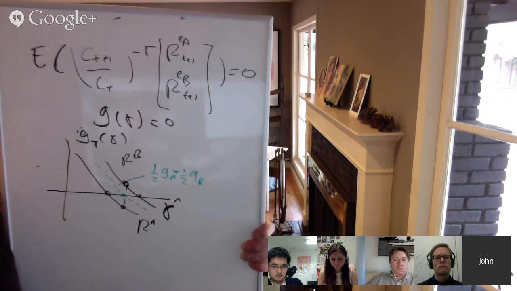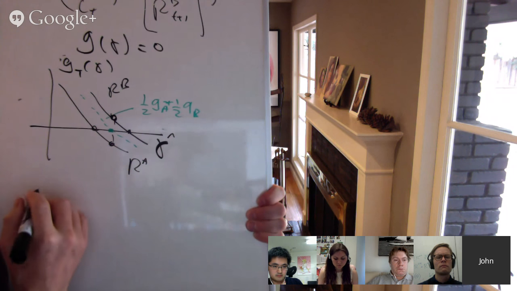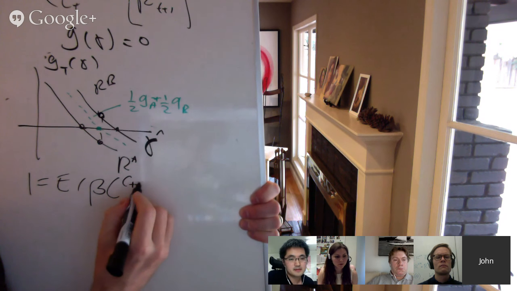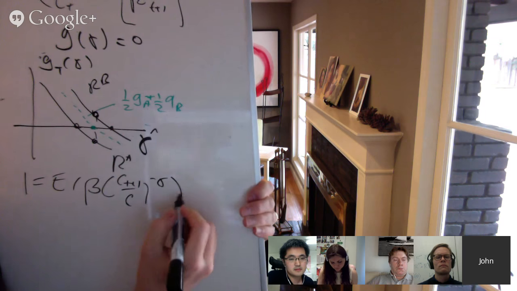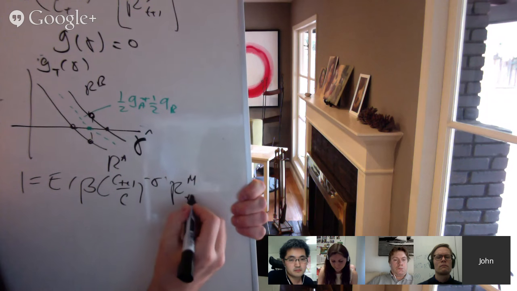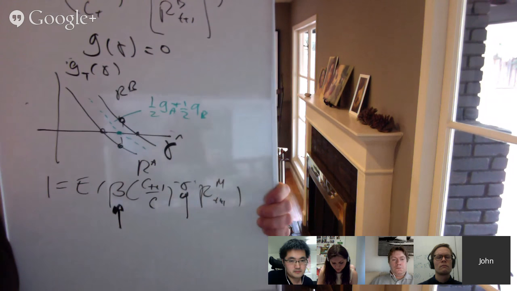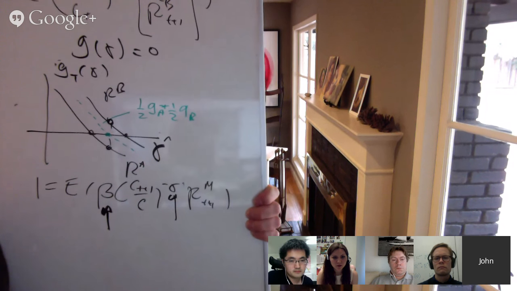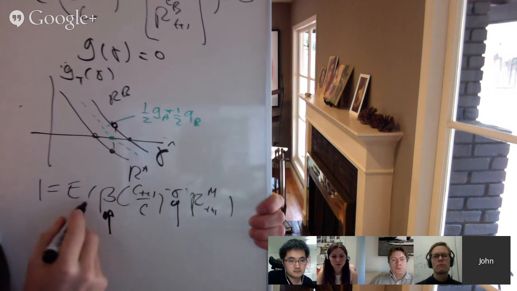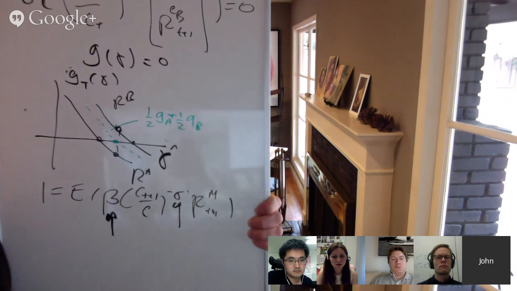What's an example of under-identification? The classic example would be 1 equals E of beta (C_{t+1}/C_t) to the minus gamma, times R_{t+1}, if you had only a single asset return on the market. Now you have two parameters and one moment. So now not only can you estimate beta and gamma, but there are lots of different betas and gammas that will give you the same thing. You can't tell which of many possible combinations of beta and gamma it is.